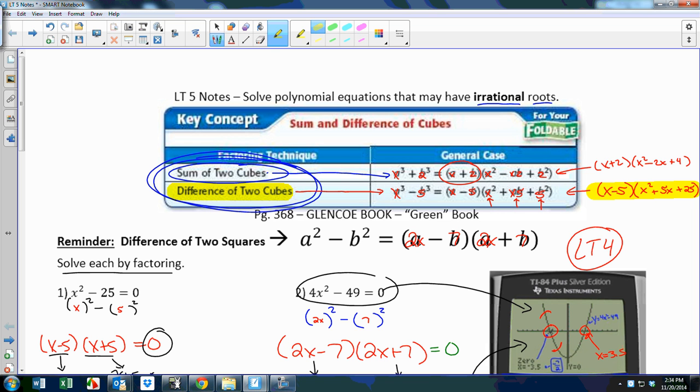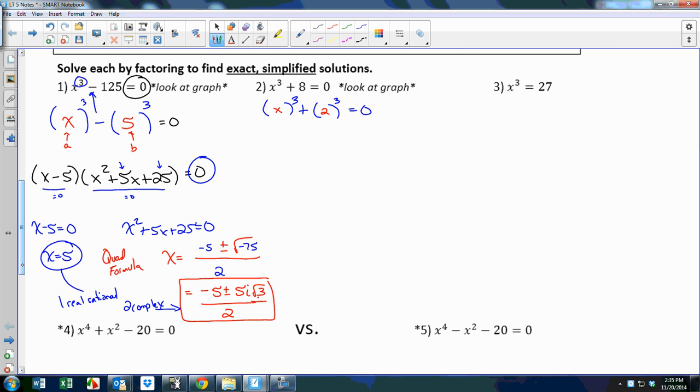Again, that's new, so you may have to pause the video, rewind it, hear that a couple times before it sinks in. But your A is x, your B is 2. That formula is literally plug in x for A, 2 for B, and reduce where needed. Okay, and really the only place needed is in the trinomial. All right, so it factors to x plus 2 times x squared minus 2x plus 4 equals 0.